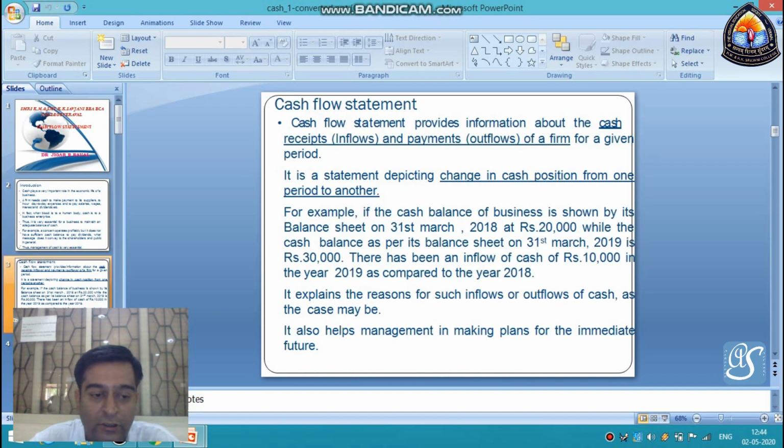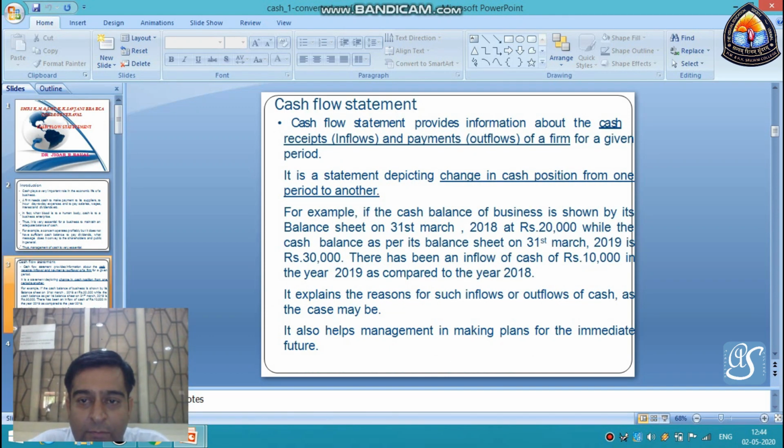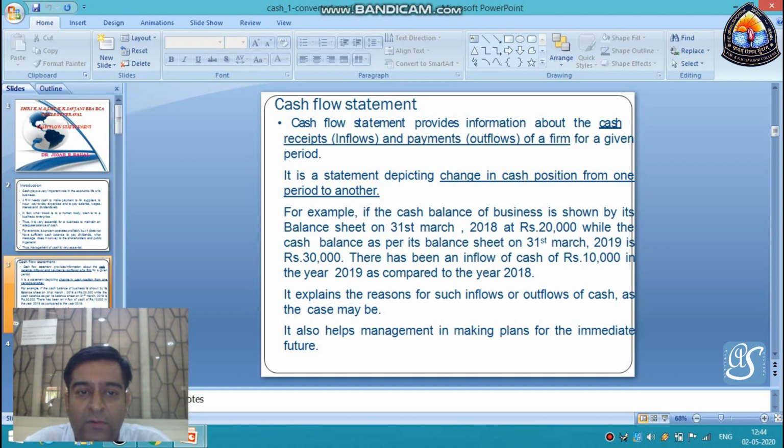And as we know, cash flow statements provide information about cash receipts and cash payments, which are also known as cash inflow and cash outflow of a firm for a particular period, or you can say from one particular date to another date. This statement displays changes in cash position from one period to another period.